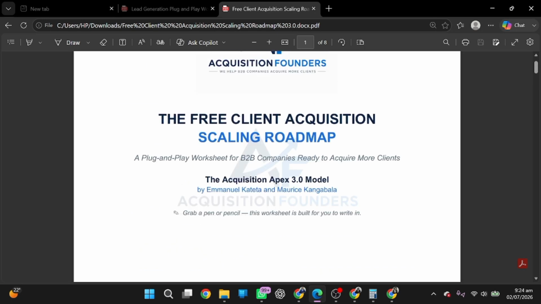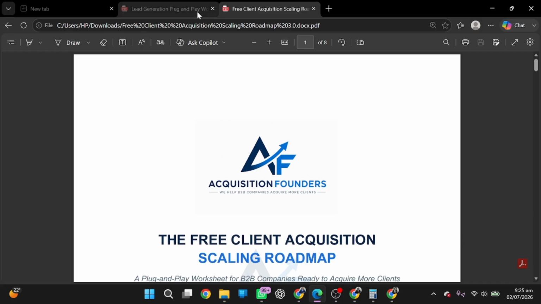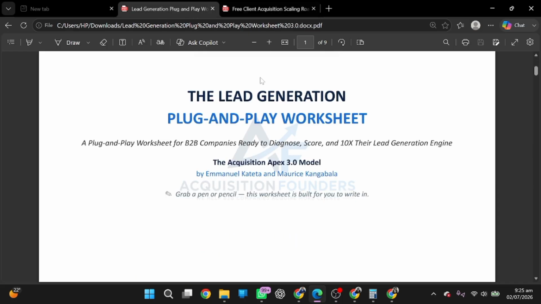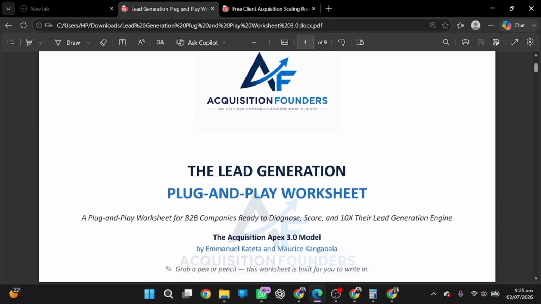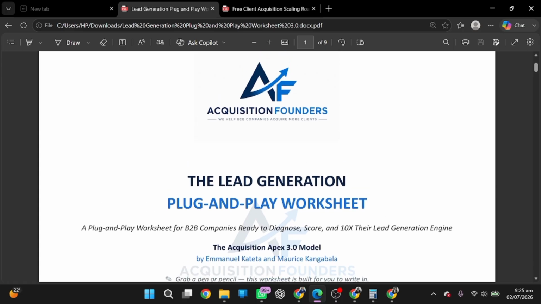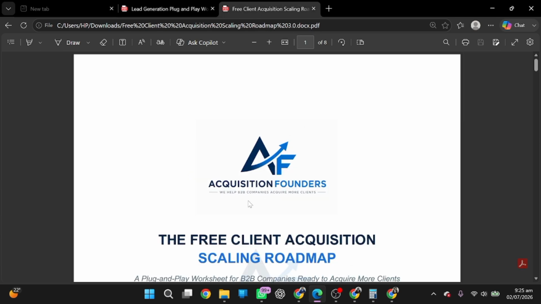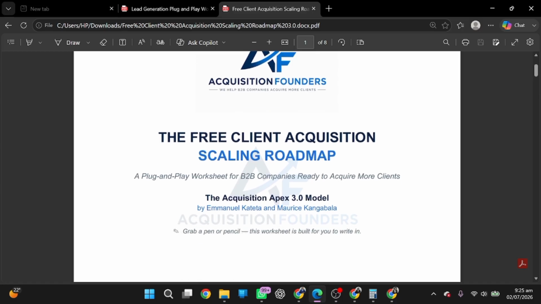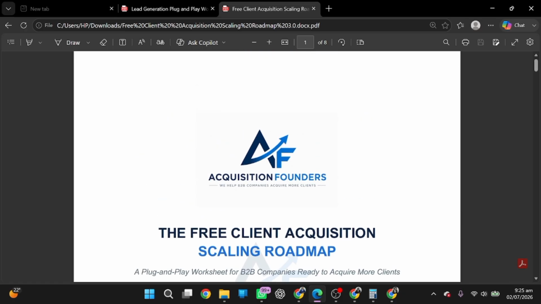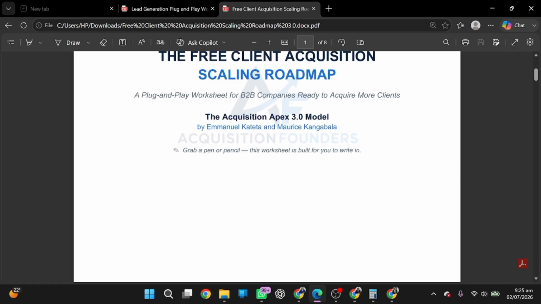But before we conclude, there are some plug and play systems that you can plug into your business, measure your metrics, and basically improve your whole system, right? The first plug and play we have here is what we call the free client acquisition scaling roadmap, a plug and play worksheet for B2B companies ready to acquire more clients. If you want to acquire more clients, this plug and play is going to help you with that.